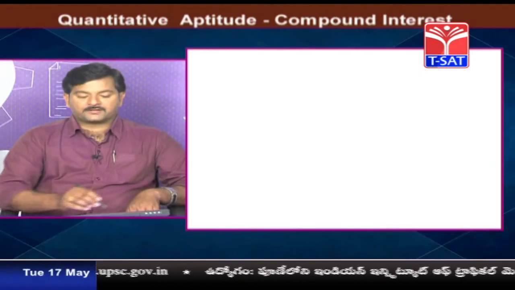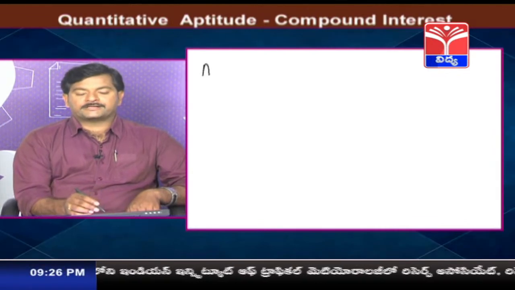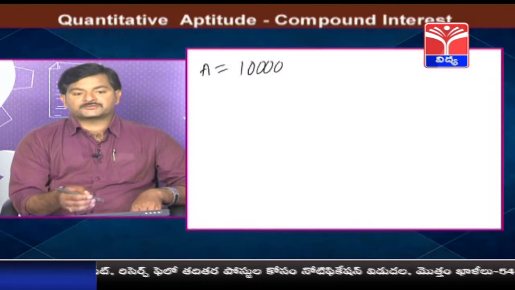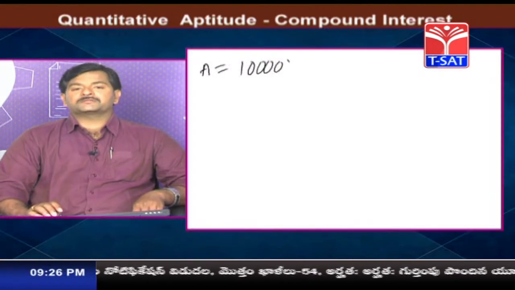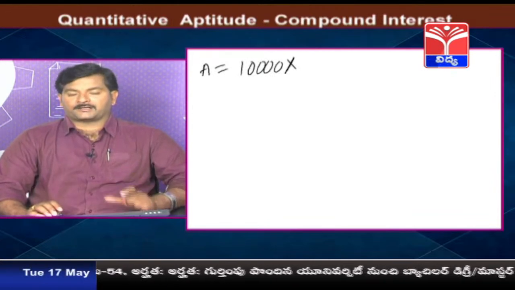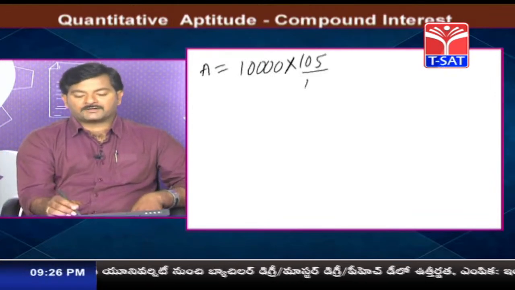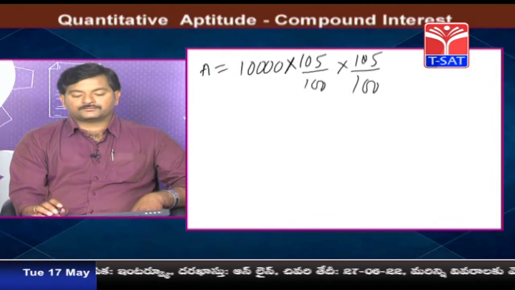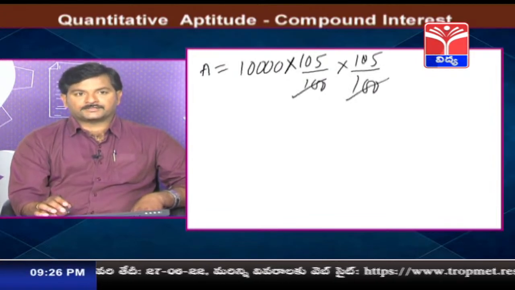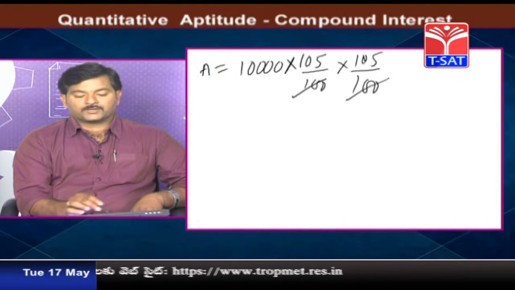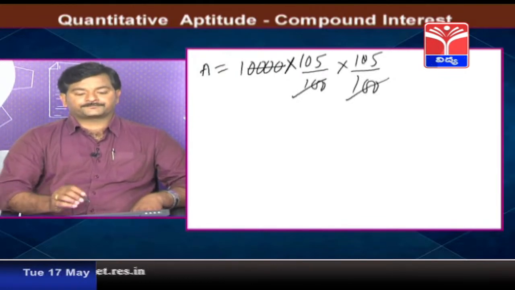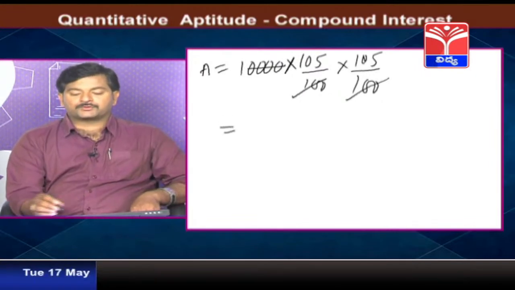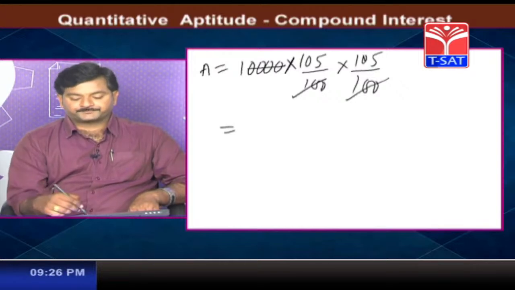First of all, we have to find the amount. Amount A equals P, value 10,000. For how many months? 6 months. How many times does he have to pay the interest? 2 times, because interest is compounded quarterly. First quarter, second quarter: 105 by 100 into 105 by 100. So clear this 100 against this 100. 2 hundreds, these 4 zeros cancelled. So after simplification, 2 zeros, 2 zeros, 4 zeros cancelled.